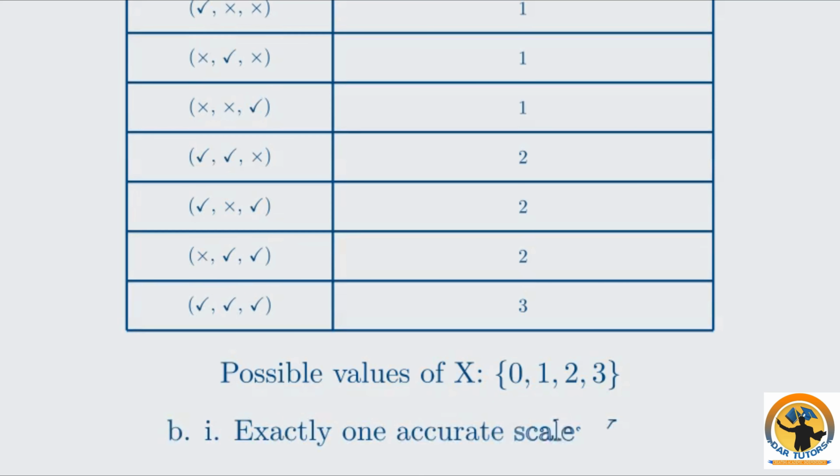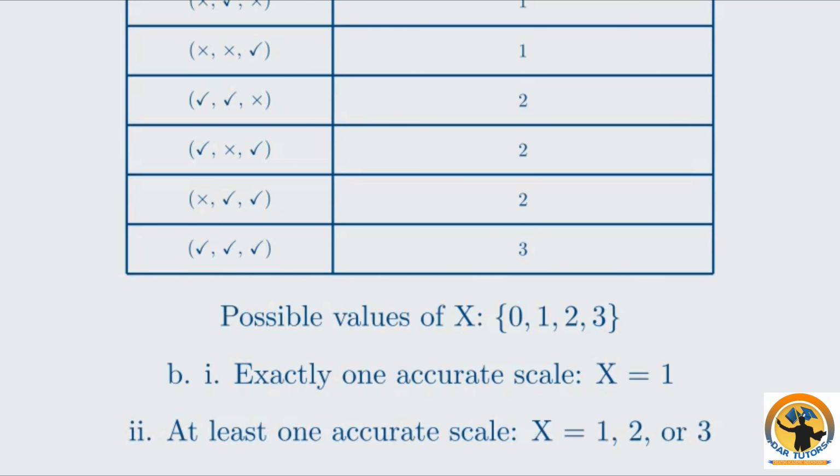Let's answer the follow-up questions. What values of x correspond to having exactly one accurate scale? From our table, this corresponds to x equals 1. What values correspond to having at least one accurate scale? At least 1 means 1 or more, so this corresponds to x being 1, 2, or 3. This example clearly shows how a random variable x maps complex outcomes of an experiment to simple, countable numbers.